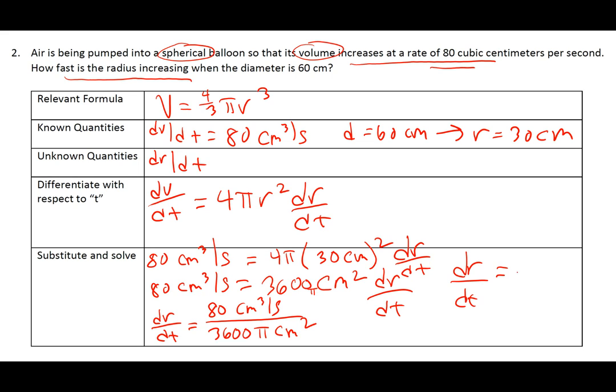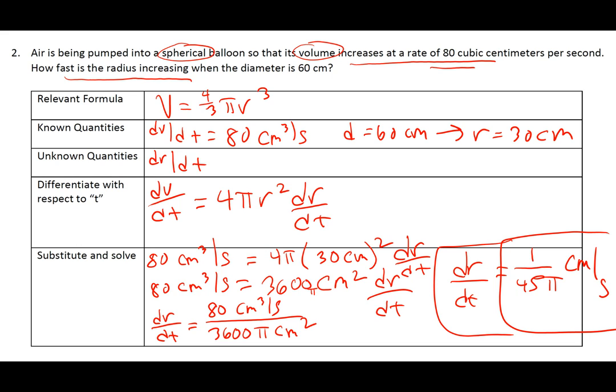So your final answer here, dr/dt. So 80 over 3,600 pi, you can actually divide both of those by 80. So when you divide 80 by 80, you of course get 1. When you divide 3,600 by 80, you get 45. So you're going to get 1 over 45 pi. And then if you're dividing centimeters cubed per second by centimeters squared, that's going to give you your answer in the unit of centimeters per second. So ultimately here, dr/dt is 1 over 45 pi centimeters per second.